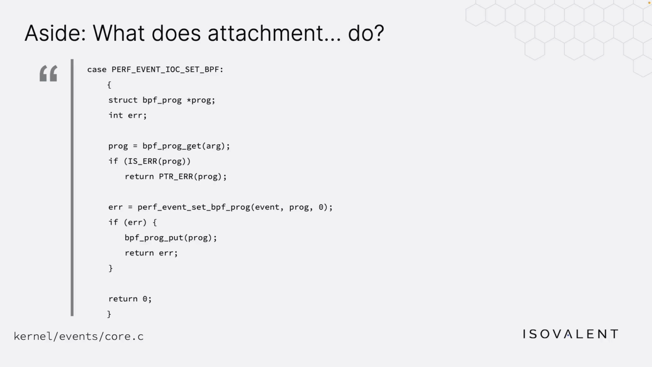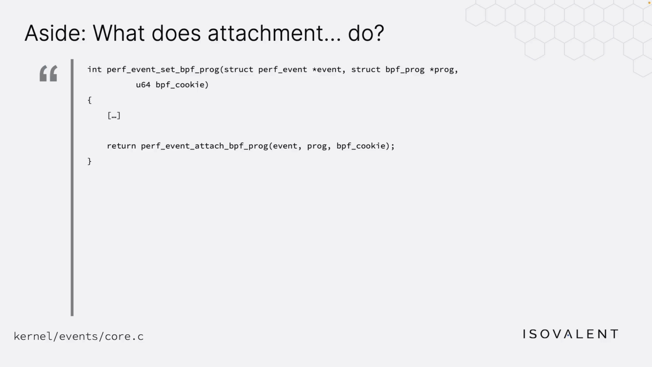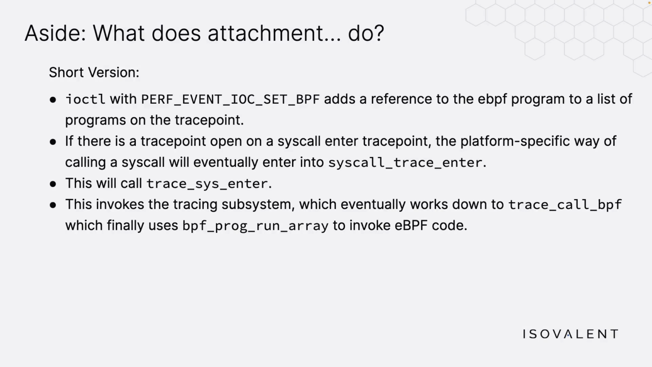But we can get a general idea by, again, looking at the kernel code. We can see that under the code for PERF_EVENT_IOC_SET_BPF, we're going to call a bunch of helper functions. We're going to call down into perf_event_set_bpf_prog. That is going to call down into perf_event_set_bpf_handler. It keeps going. The short version is that what this will ultimately do is attach a reference to the eBPF program to a list of programs on the tracepoint.